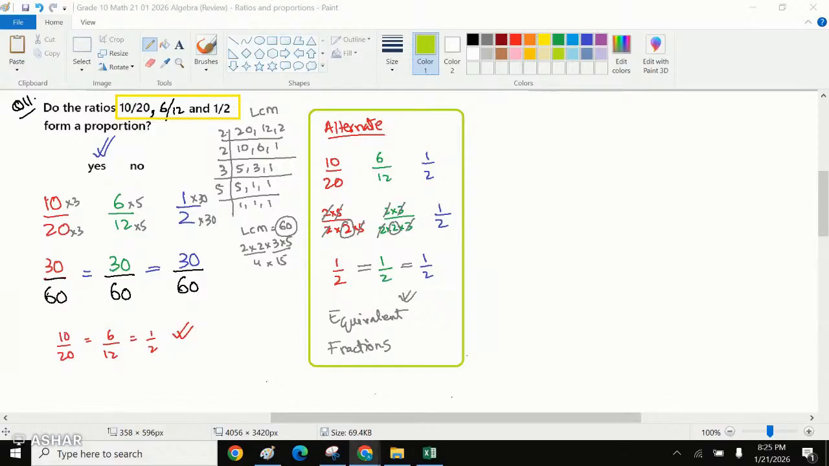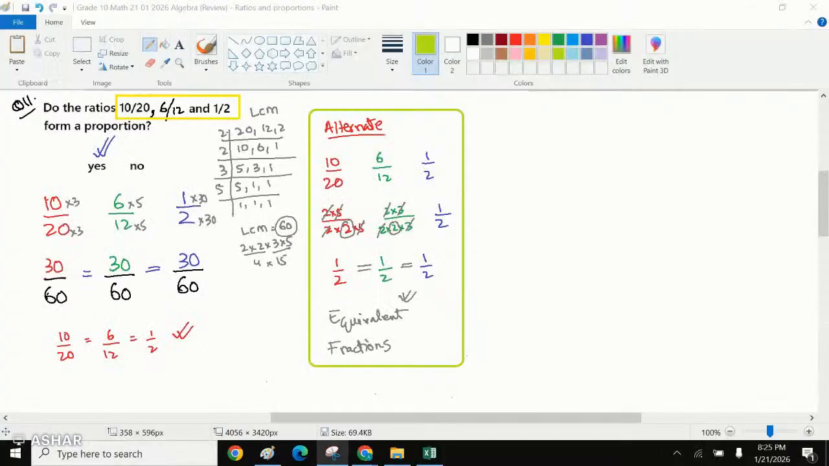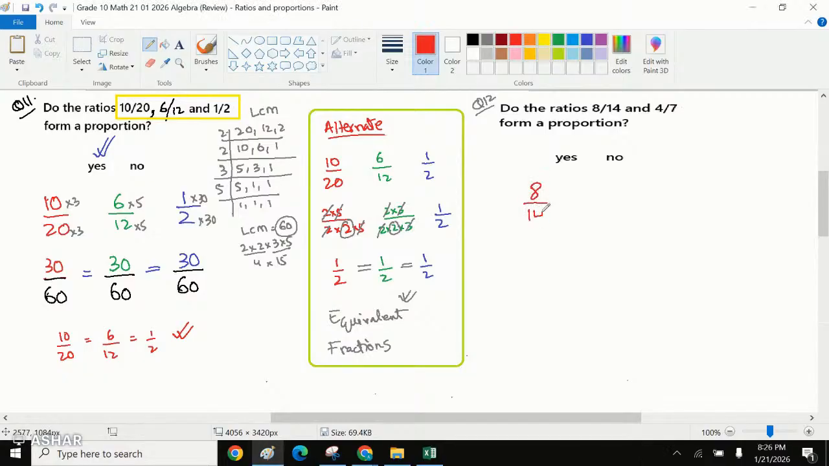Moving ahead to the next one: are 8 upon 14 and 4 upon 7 proportional to each other? Do they form a proportion? Let's see if they do. We have an option yes or no. Okay. So question number 12 states this: 8 upon 14 and 4 upon 7, right?